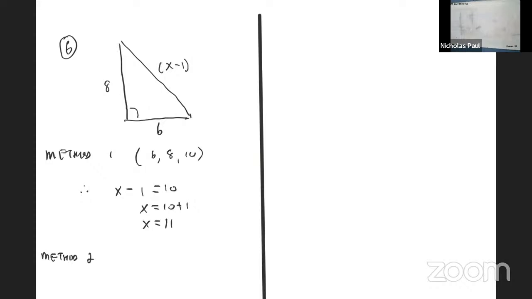Method 2, what is here? Hypotenuse squared. Hypotenuse squared is equal to adjacent squared plus opposite squared, right? Well, what you all forget to do is to square the x minus 1, right? So let's see what we'll get. X minus 1 squared is equal to 64 plus 36. X minus 1 squared is equal to 100.